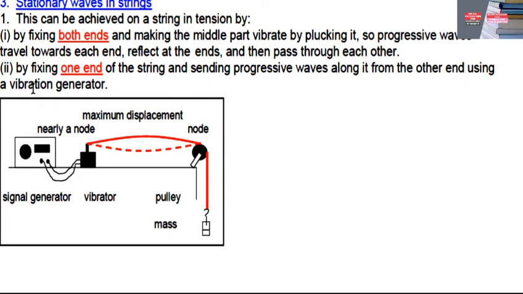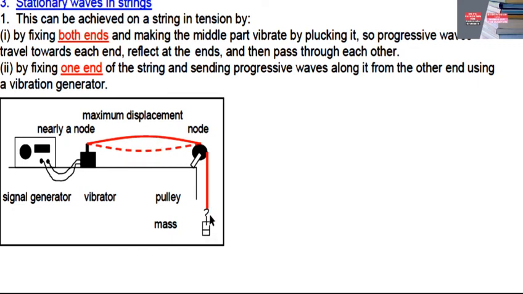Okay, so here we've got a signal generator connected to a vibrator. The vibrator moves up and down, up and down. Then when this happens, the string starts to vibrate to form a progressive wave. Now there's going to be a reflection over there of the progressive wave, and then the superposition of the two waves results in a stationary wave.